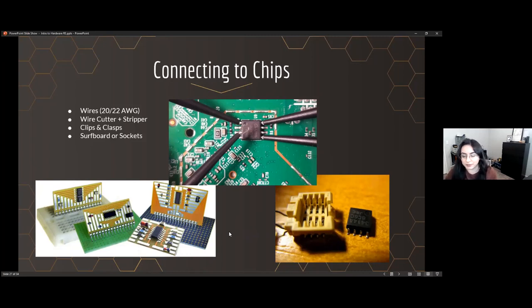And why do that if you're going to open up a new piece of hardware with a new chip with a different footprint? Surfboards are cute, they're handy. You know, they're April approved.